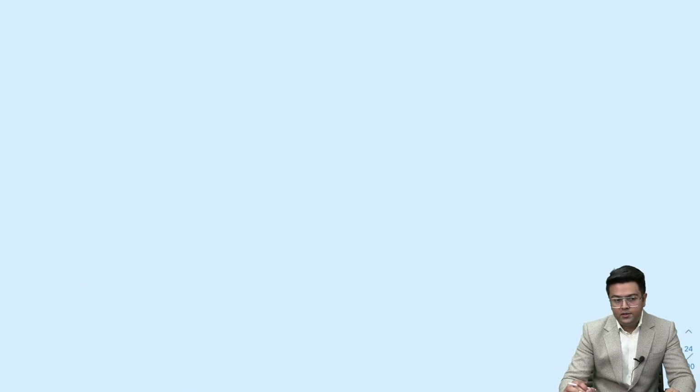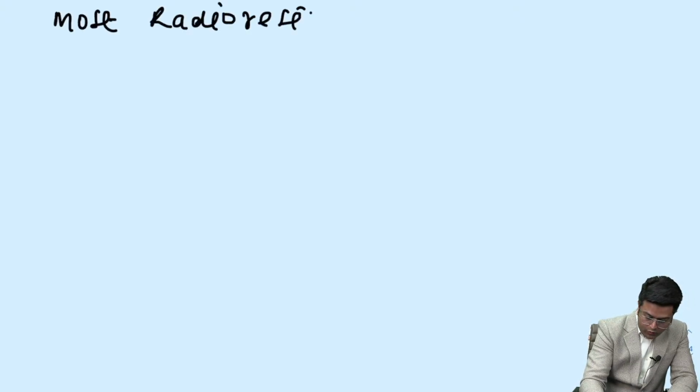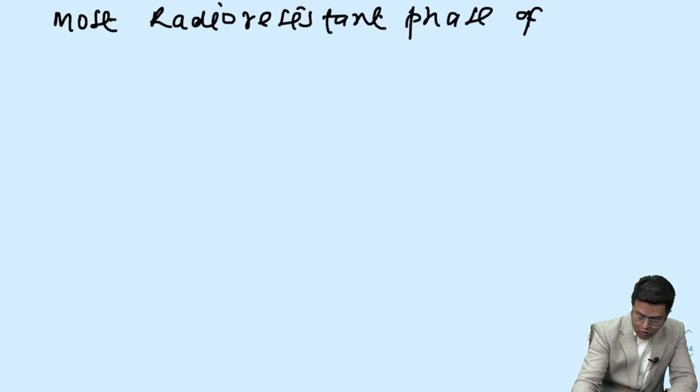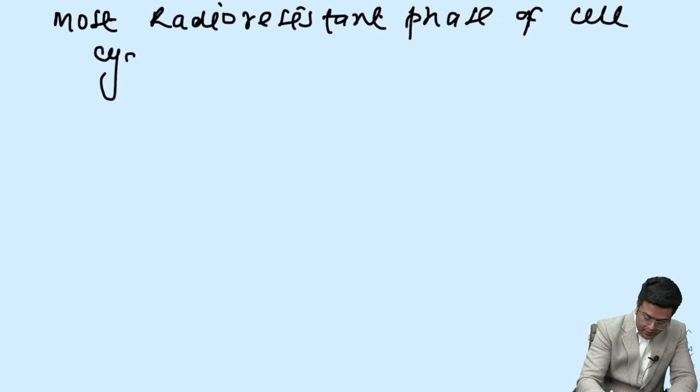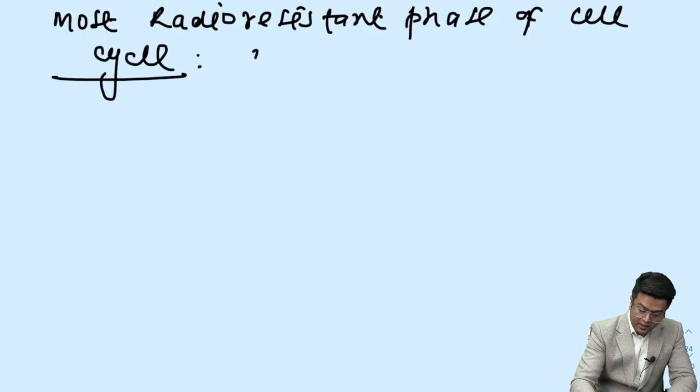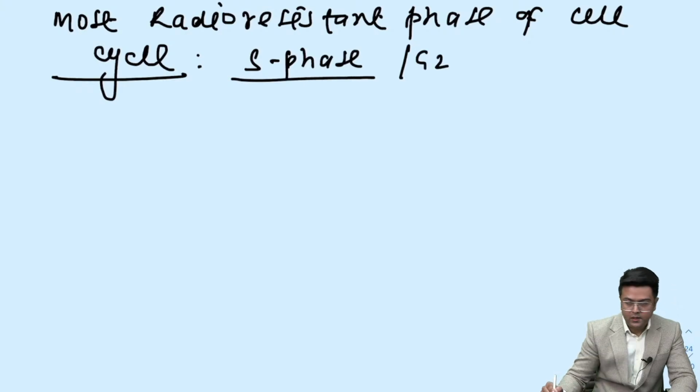Guys, there was a question asked in recent times: which phase of the cell cycle is most radio resistant, right? So guys, what is the answer to that? The answer is S phase of the cell cycle, or even G2 can be the answer.